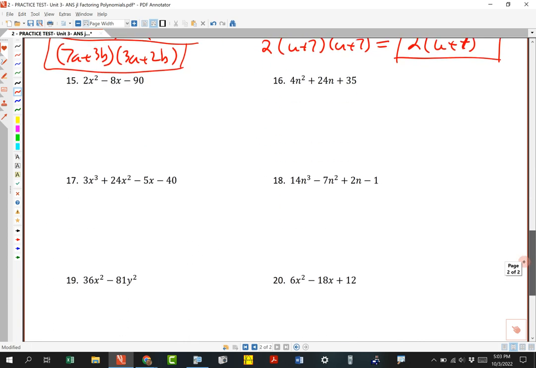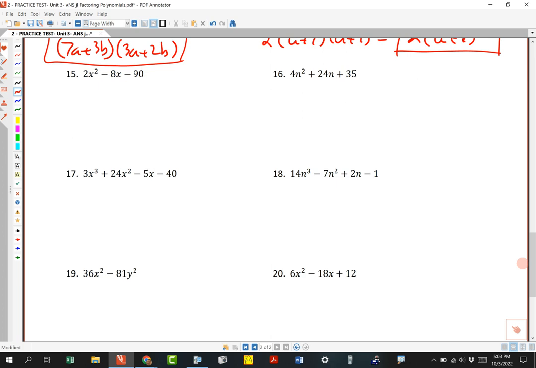Okay, let's take a look at the last couple there. All right, taking a look at number 15, we can take out a 2. That's going to make this a little bit easier. So this is going to be an x squared minus 4x, and then this is going to be a minus 45. We don't have any perfect squares or anything, so I'm going to go ahead and put the 2 right here. And then hopefully this is a factor.